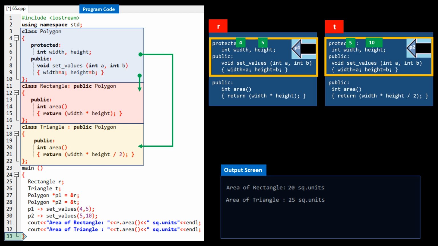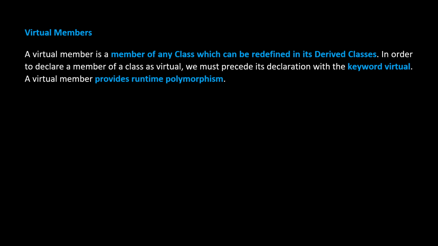Let's next move over to virtual functions. Virtual members. A virtual member is a member of any class which can be redefined in its derived classes. In order to declare a member of a class as virtual, we must precede its declaration with the keyword virtual. A virtual member provides runtime polymorphism.